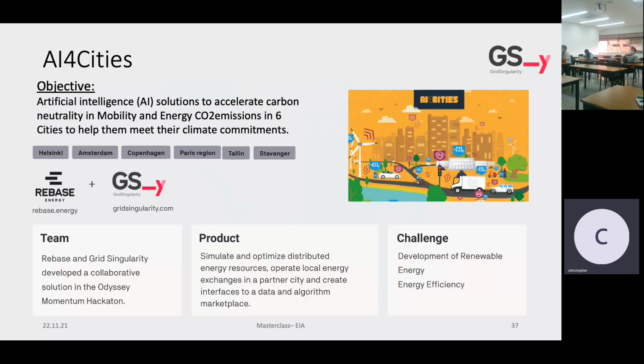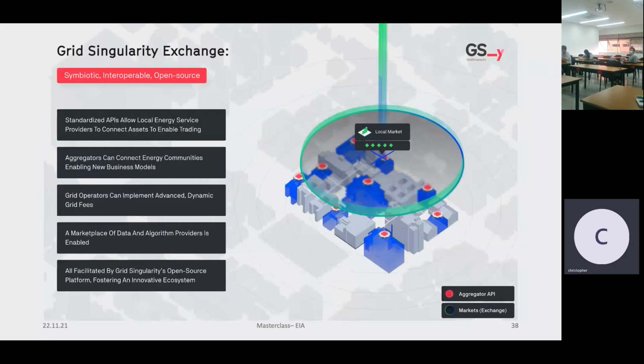So to conclude, the Grid Singularity Exchange is providing a standardized API that allows new local energy services. So providers can connect to energy assets and start trading on behalf of them. Aggregators can connect to energy communities. They can manage those flexible loads, those batteries, optimize the trading, and enable new business models in the end.